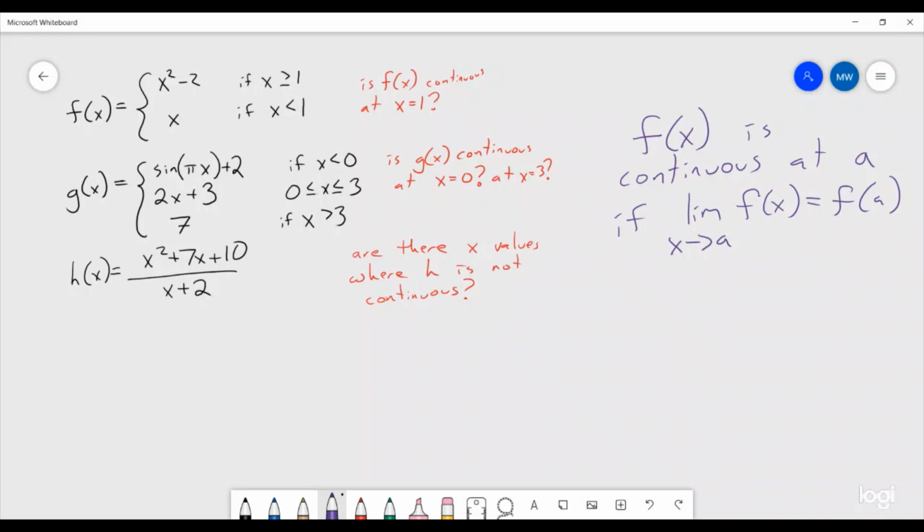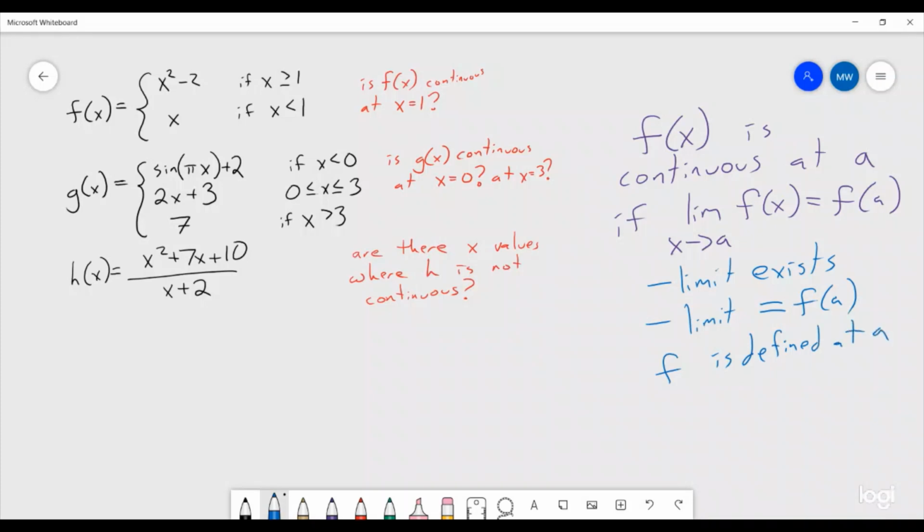So this actually means a few different things. First, it means that the limit exists, which is not always guaranteed, especially in piecewise functions. And then it also means that the limit is equal to f of a. And this also means that f is defined at a. So these are three different things that all could disqualify something from being continuous.